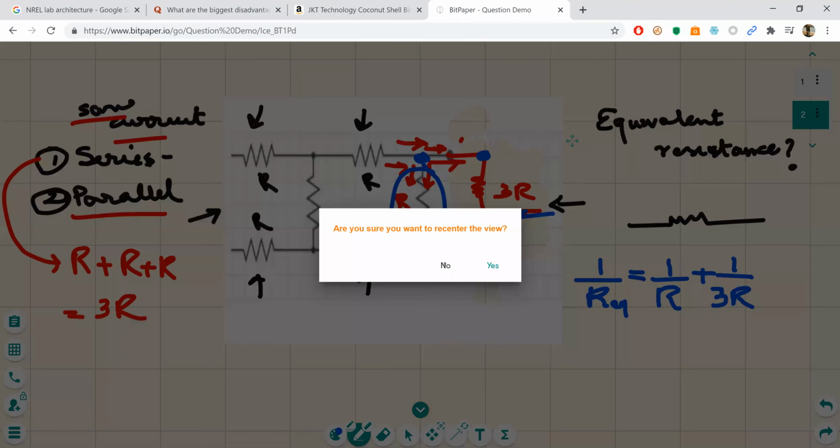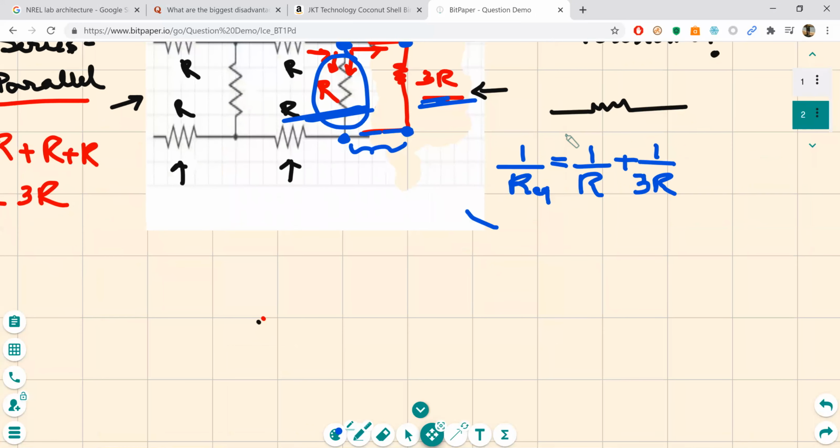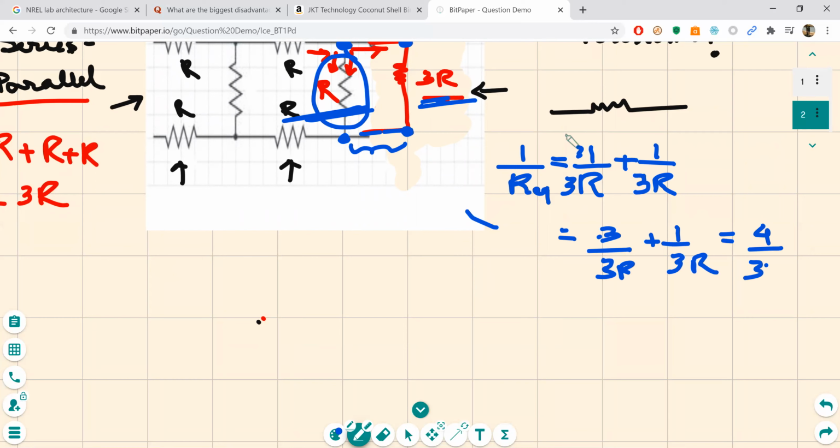So now we just have to do a little bit of fractional algebra, which we all love. This is your common denominator, so this is 3 times 3. So it's going to be 3 plus 3 over 3R plus 1 over 3R, which is 4 over 3R. And this is 1 over the equivalence of these two resistors. So then R equivalent is going to be 3R over 4. Good, so we've come closer.